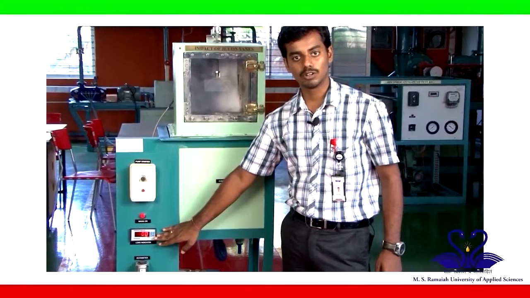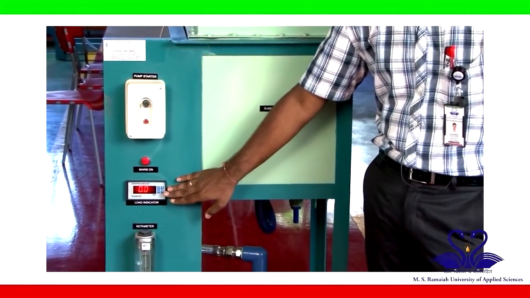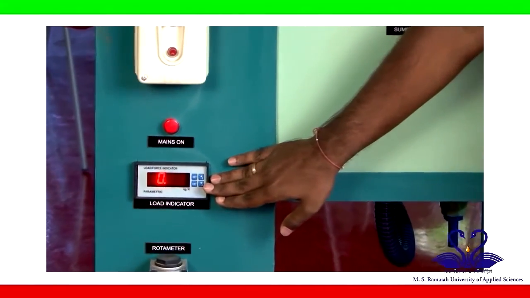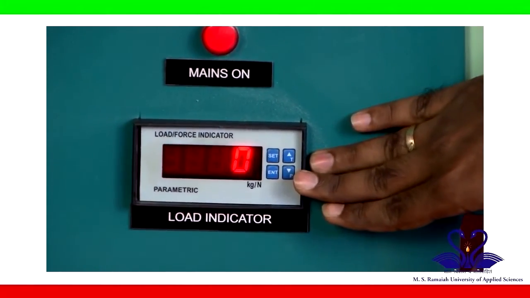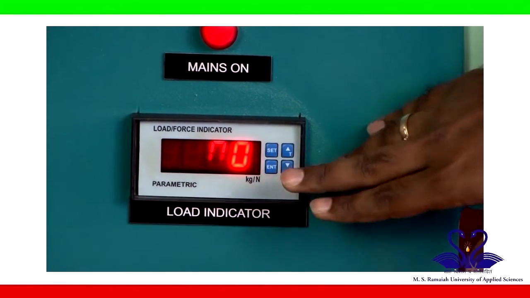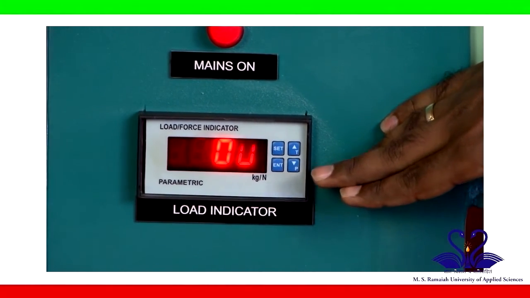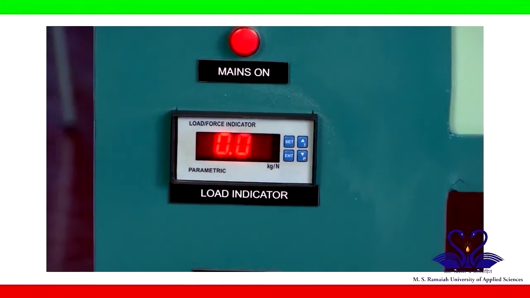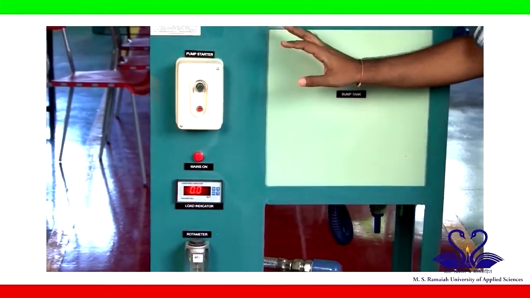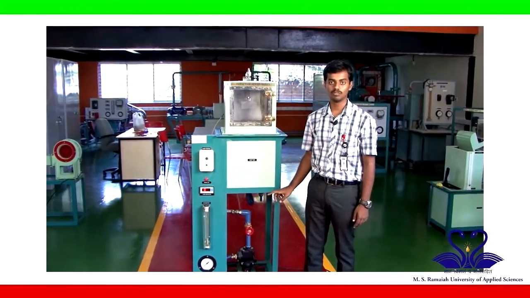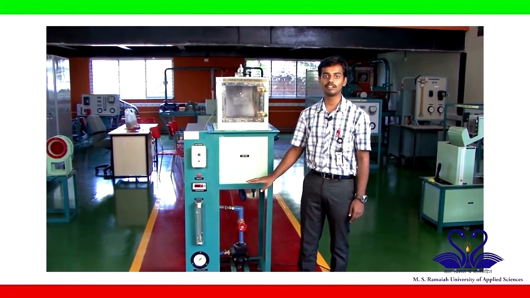We need to make sure that this value is showing 0, 0. If not, then we'll have to calibrate it. Right now, as it is showing 0, 0, let us go ahead and start the experiment. I will be starting the pump and then controlling the discharge valve to a flow rate of 15 liters per minute.